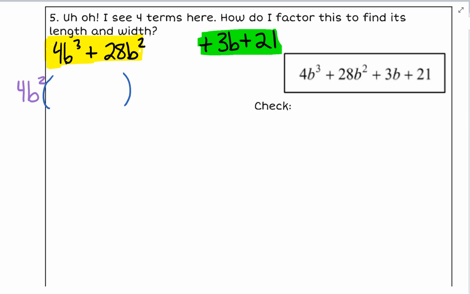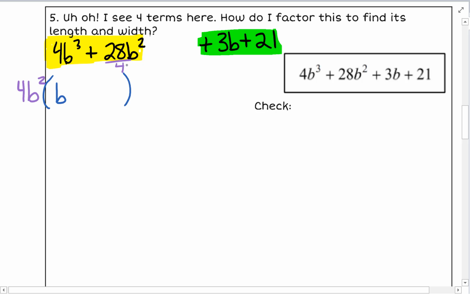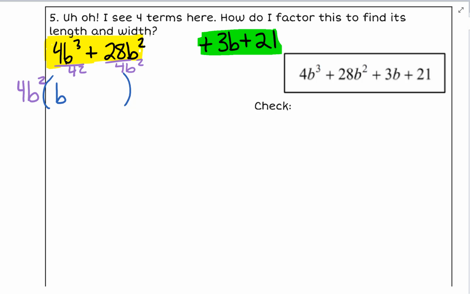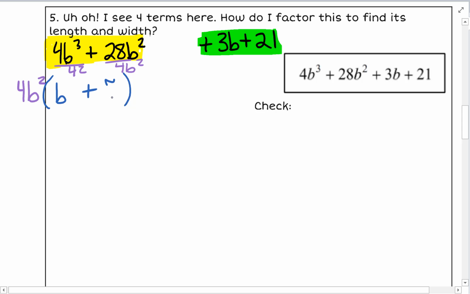What do we have when we divide by that GCF? Well, 4b cubed divided by 4b squared is simply 1b. 28b squared divided by 4b squared is 7 times, well, b squared over b squared is 1, so 7 times 1, that would be 7.